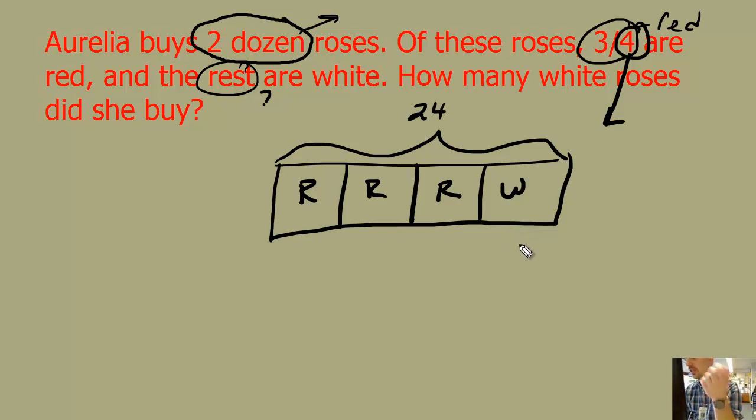And I want to find out what's the white? Well, I have divided the 24 up into 4. So I'm doing a division problem here, because I'm dividing this 24 by 4 groups to find out how much one group is. And 24 divided by 4, well, we can count by 4s: 4, 8, 12, 16, 20, 24. I also know that 6 times 4 is 24. So 6 is my answer. So each one of these is 6. We have 6 red, 6 red, 6 red, and 6 white.